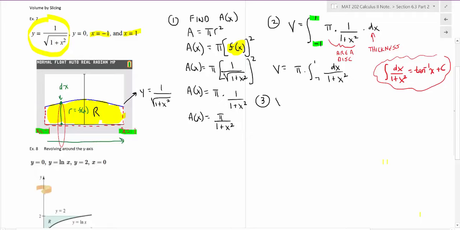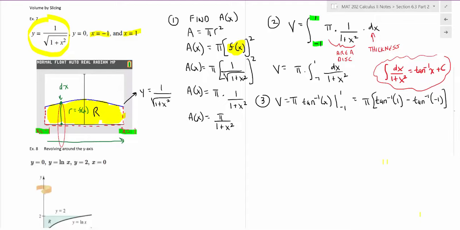So that means you're going to have pi, the antiderivative of that is inverse tangent of x, and we're going to evaluate from -1 to 1. So that's going to give pi times inverse tangent of 1 minus inverse tangent of -1, and we need to work that out.